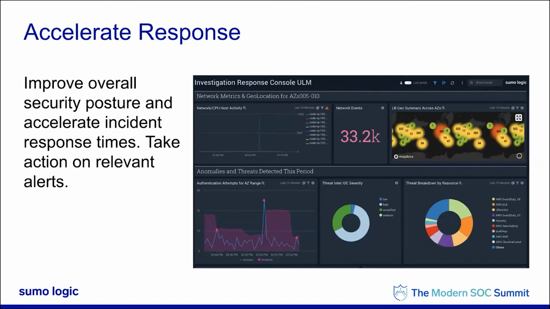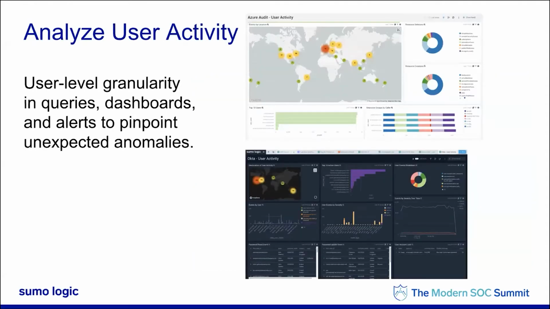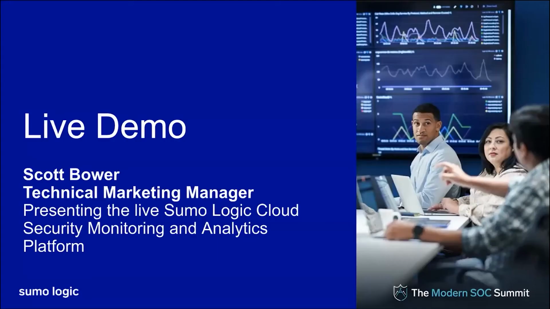And next would be acceleration of response. As we think about improving overall security posture and accelerating incident response times, Scott will give an awesome look at what this process will look like, but you can start to piece together how you can use all three, search, alert, and dashboard, to chain together and better understand how you can accelerate response time, and then getting specific with user activity. Here we have a few examples of Azure audit data or Okta data where you're getting a lot more specific and sizing up unexpected anomalies, then pivoting out on specific users.